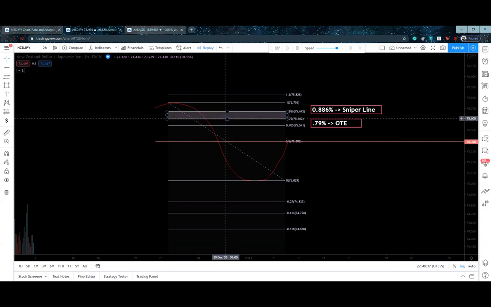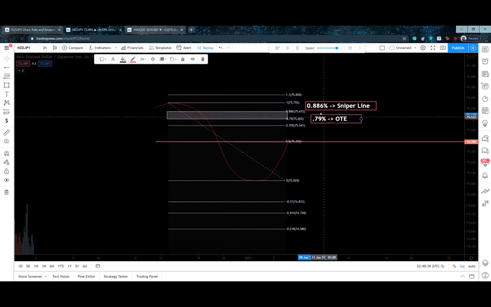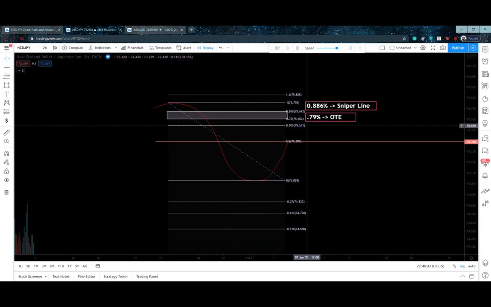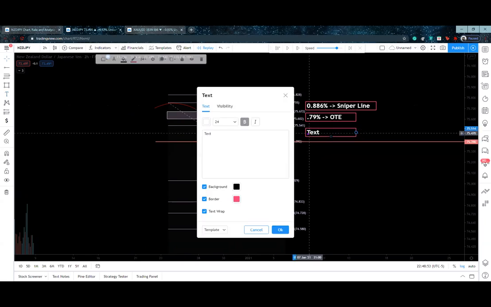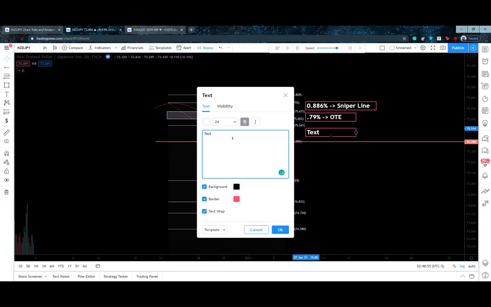Okay, so I also use this bottom fib level right here, called the 0.705. The 0.705 is important because it's your alert line, and that alert line is something that will help you a lot. So this is the 0.705, also known as the alert line.